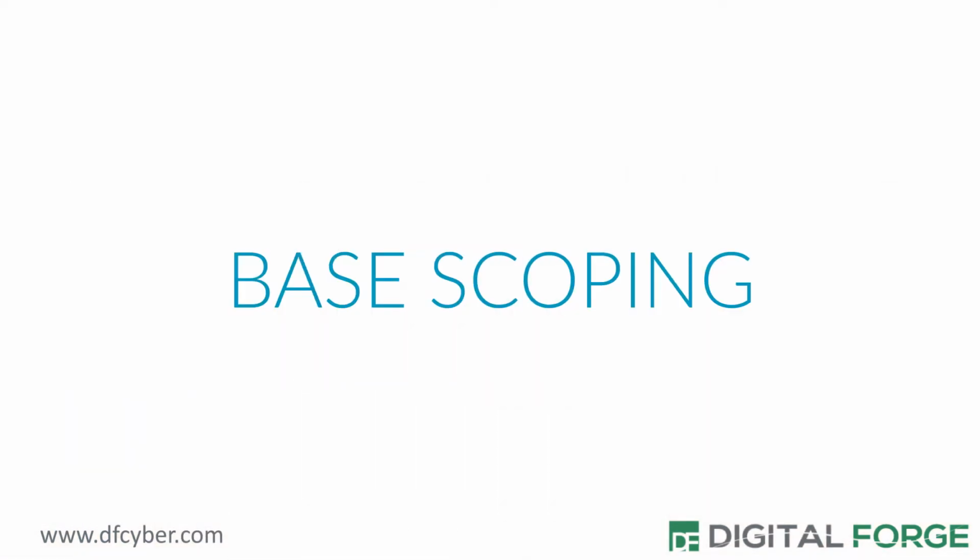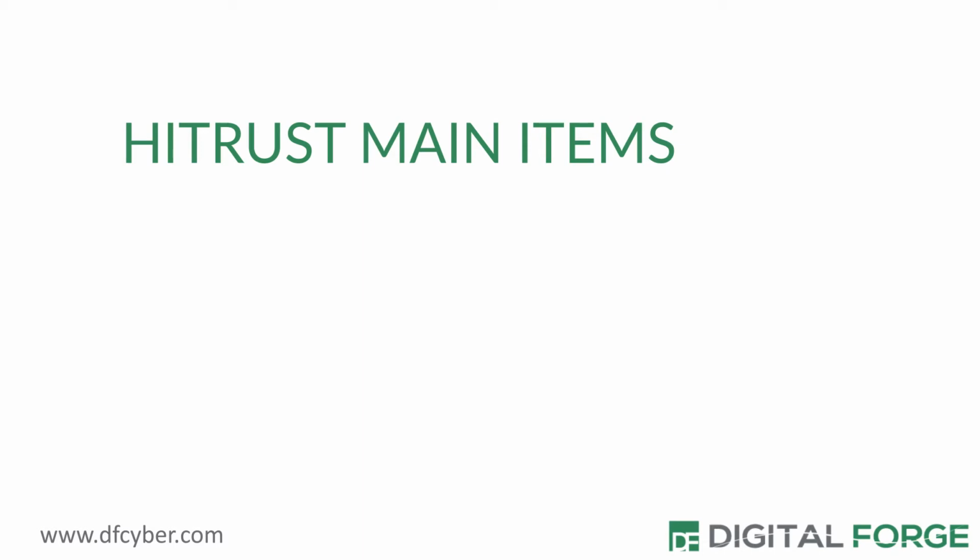Base scoping. A few main items included in base scoping are also questions in the HITRUST Alliance MyCSF. Organization type is whether you're a covered entity in healthcare, such as a hospital or pharmacy, or a business associate of a covered entity. Organizational size could be how many employees, how many beds, or how many records you keep.